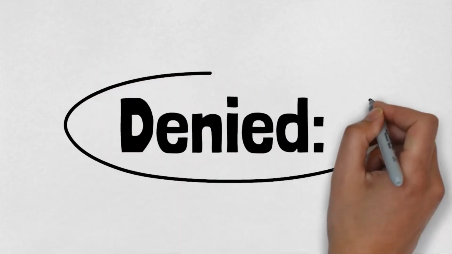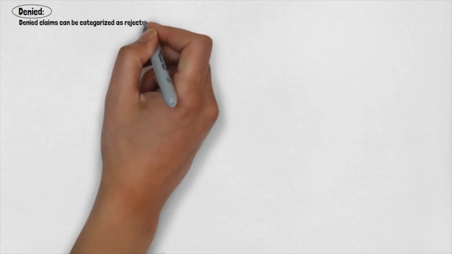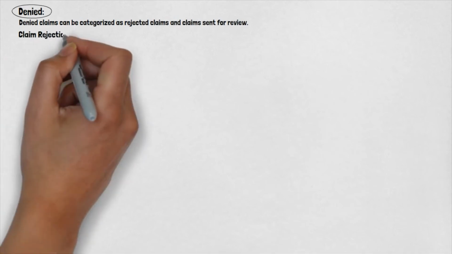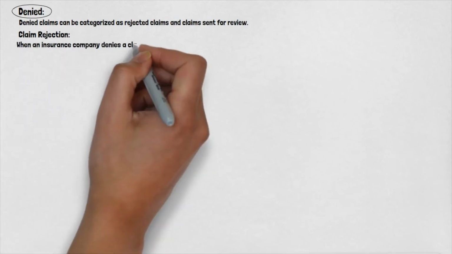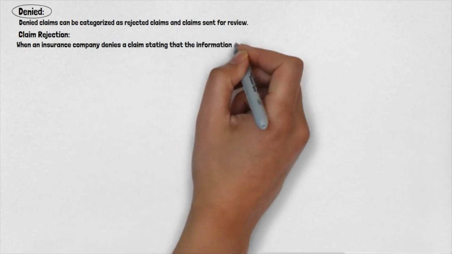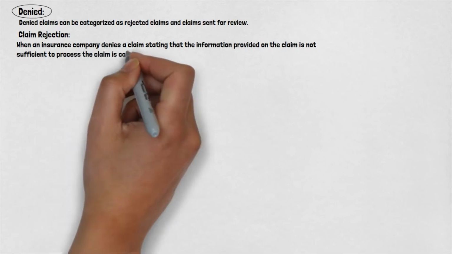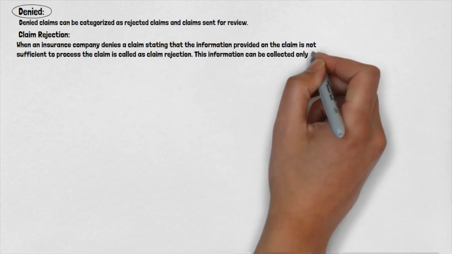The next one is if the claim is denied. Denied claims can be categorized as rejected claims and claims sent for review. Claim rejection. When an insurance company denies a claim stating that the information provided on the claim is not sufficient to process the claim, then it is called claim rejection.